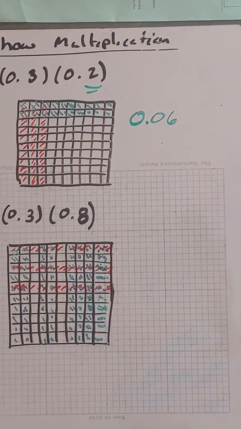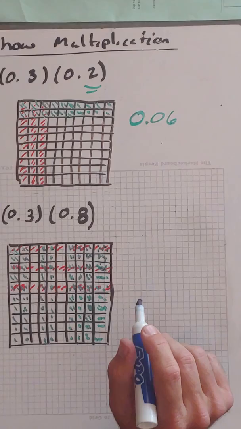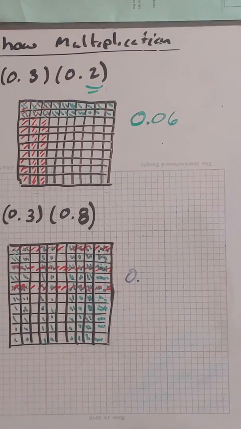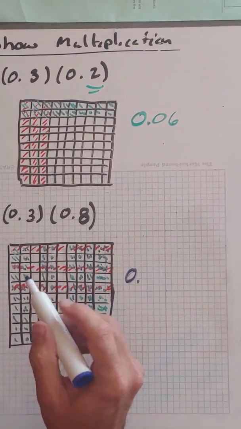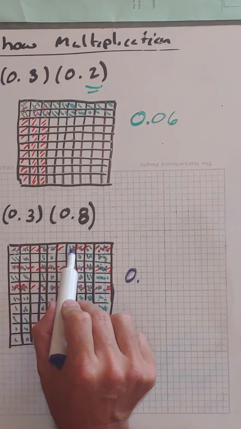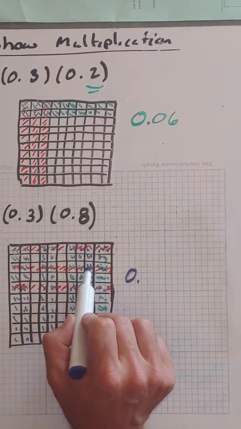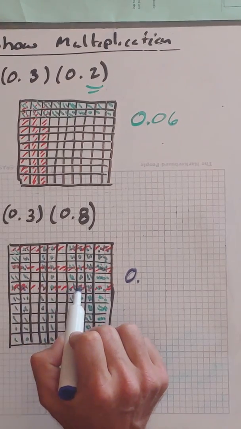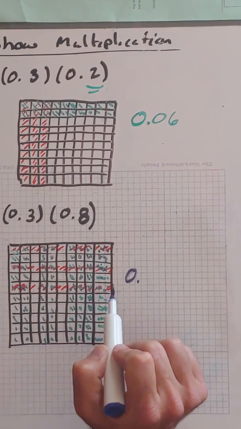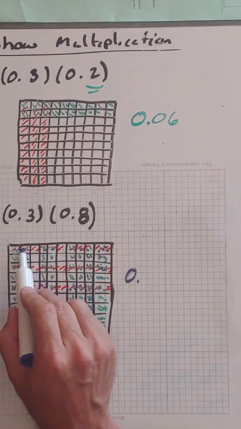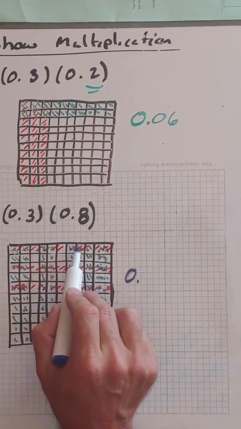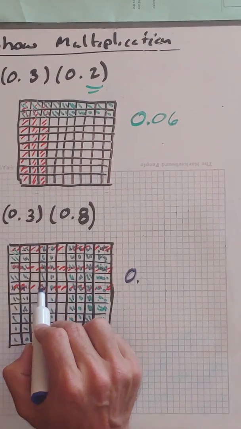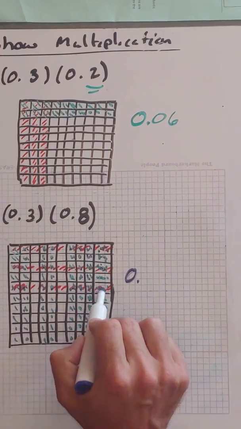So now to write the final answer for this, what I'm going to do is I'm going to count up all of my hundredths place that I have. So I have 0 point, and then I have 1, 2, 3, 4, 5, 6, 7, 8, 9, 10, 11, 12, 13, 14, 15, 16, 17, 18, 19, 20, 21, 22, 23, 24. I must have miscounted because I can't have 25. Let me try that again. 1, 2, 3, 4, 5, 6, 7, 8, 9, 10, 11, 12, 13, 14, 15, 16, 17, 18, 19, 20, 21, 22, 23, 24. That's better.